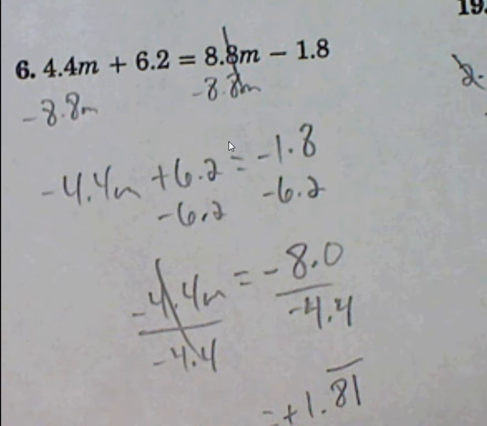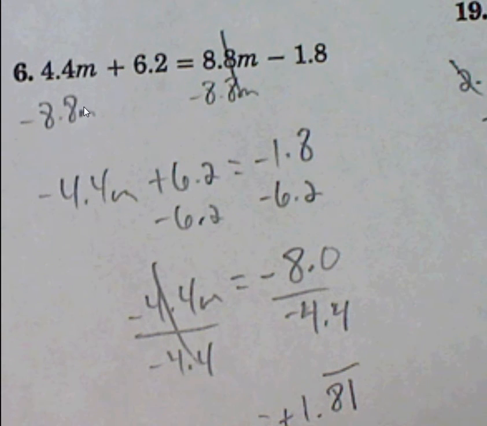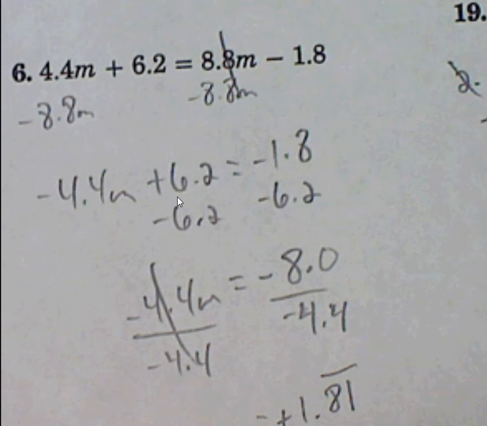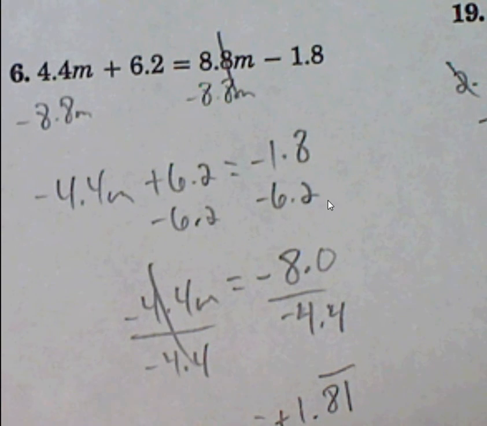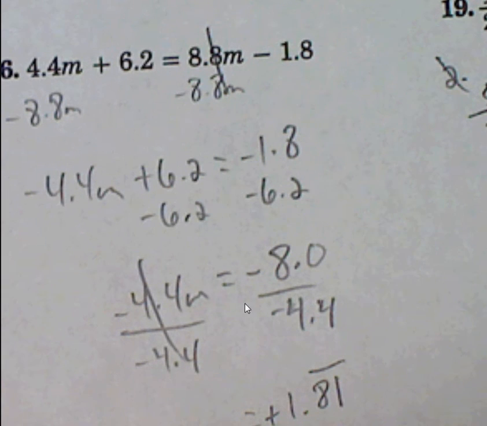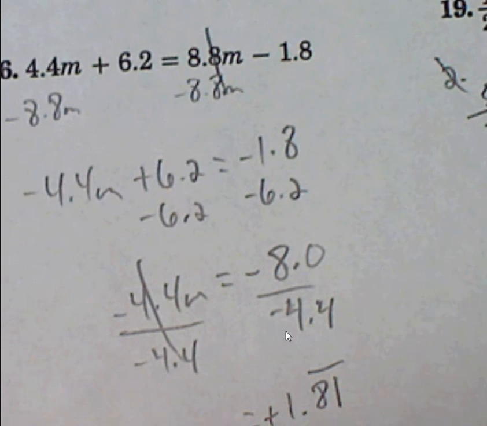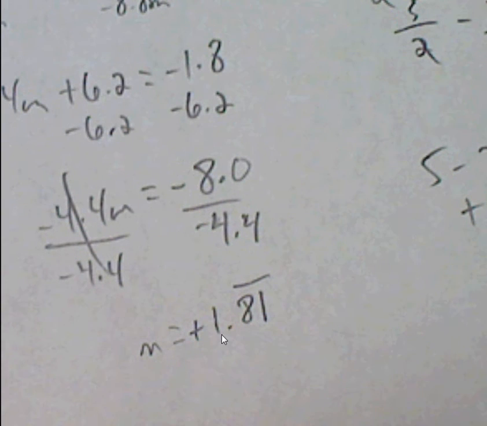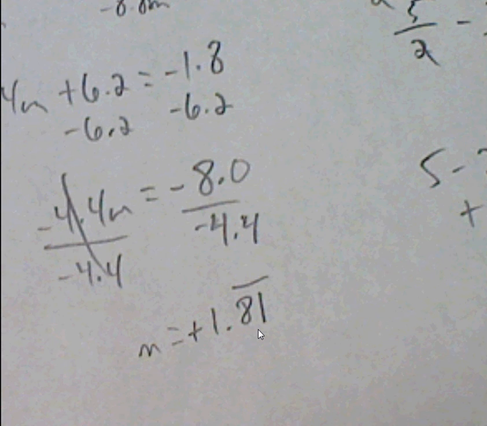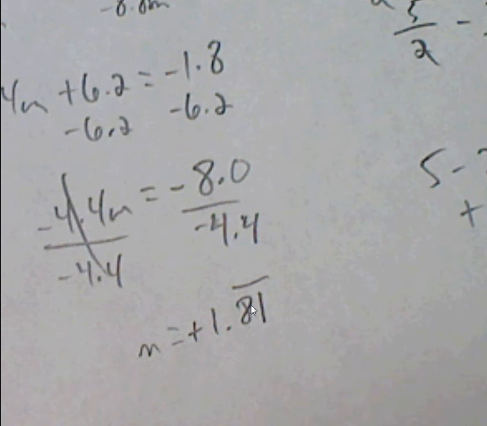Number 6. On number 6, I've got to take minus 8.8 because I've got to get my variables together. Minus 8.8, this gives me negative 4.4. Then I need to get rid of my constant, minus 6.2, minus 6.2. Debt plus debt is more debt. Divide by negative 4.4, divide by negative 4.4, and I get positive, two negatives, 1.81, and it actually repeats.